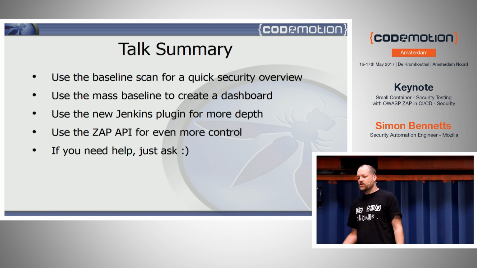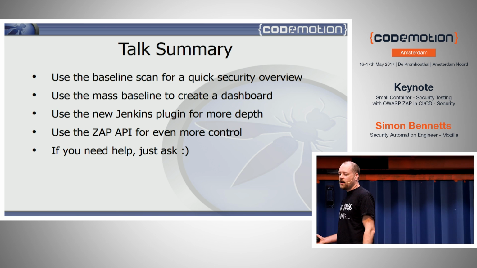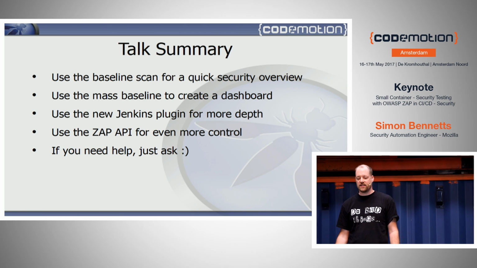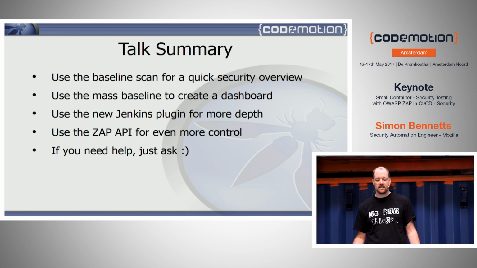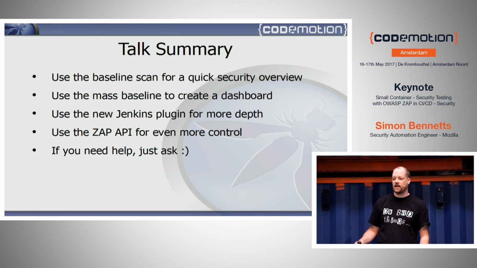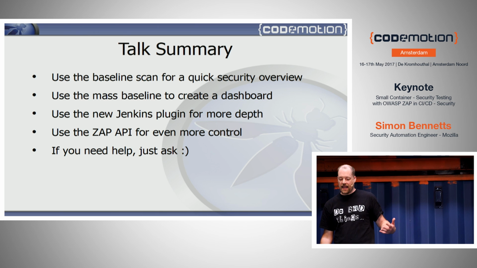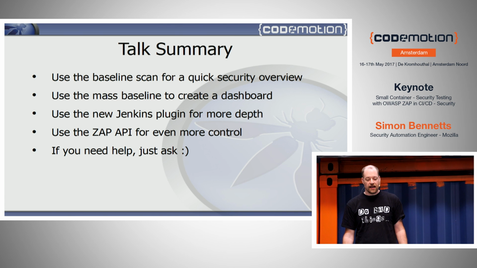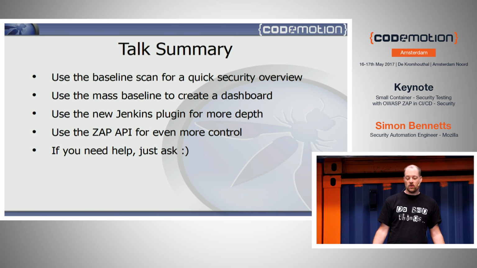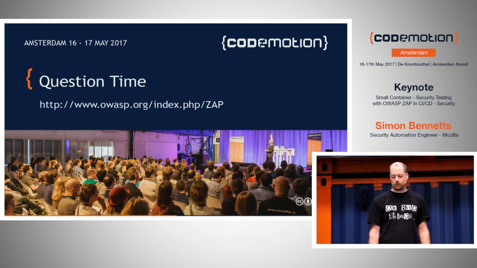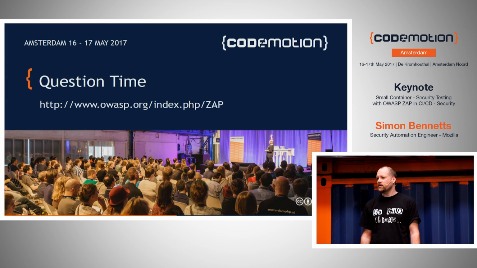So this talk, what I've done is give you a very easy baseline scan for doing simple security testing, to give you an idea of where your application is at. We've got a mass baseline, so you can actually get a dashboard to see a whole range of applications where you are. If you use Jenkins, definitely have a look at the Jenkins plugin for doing more detailed scanning. And the ZAP API gives you a lot more control, full control over ZAP. And if you need help, just ask. So hopefully we've got some time for some questions.